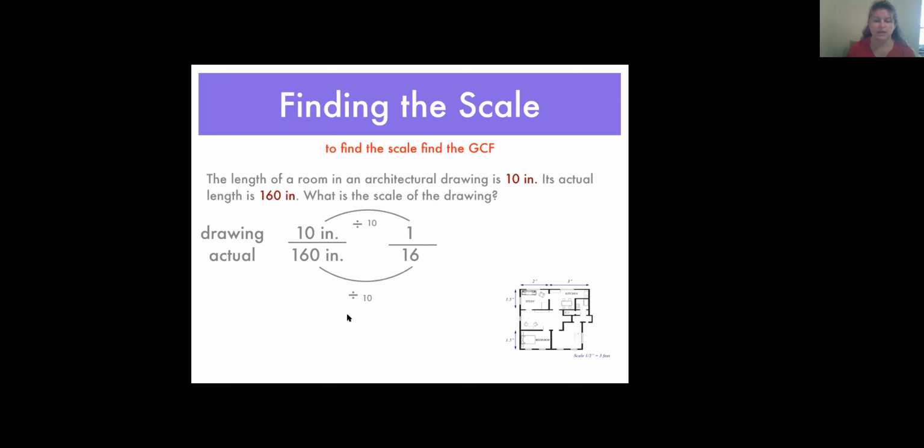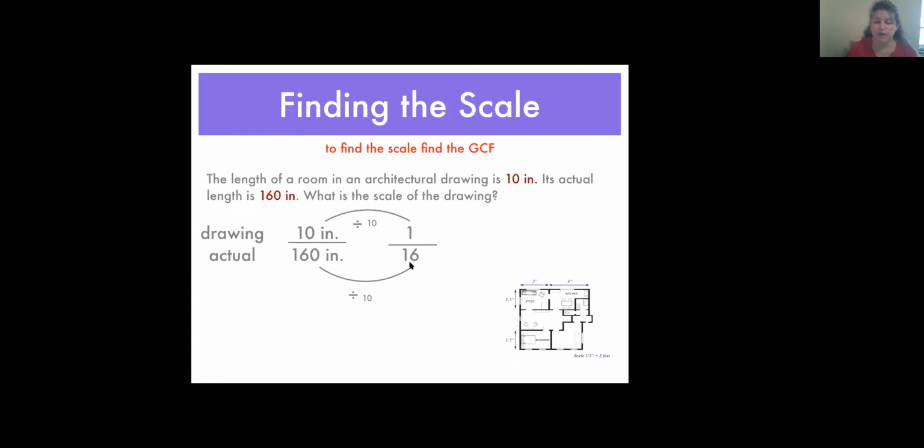Now, what happens when you don't have the scale? It's not listed anywhere. This is the scale of this drawing here, but if that wasn't there, how would you be able to find it? If the length of a room in an architectural drawing is 10 inches, and its actual length is 160 inches, what would be the scale?